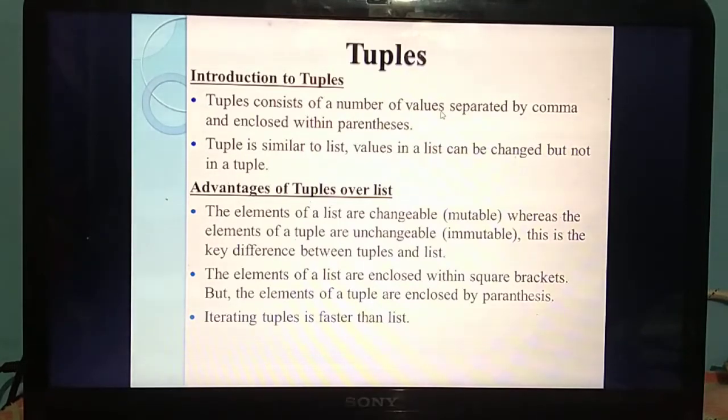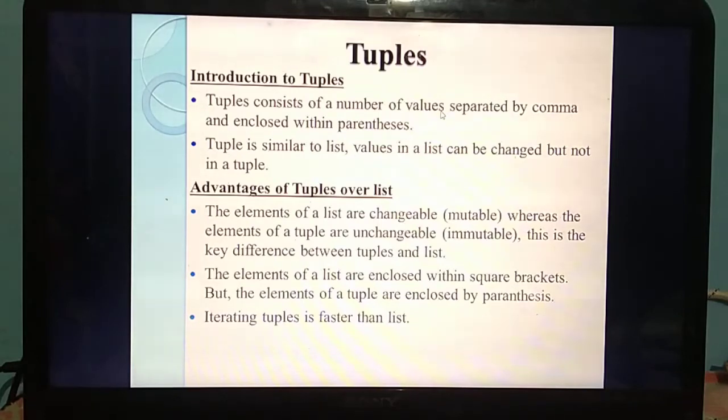In a list, the values are enclosed within square brackets, but in a tuple, the values are enclosed within parentheses. Each value should be separated by commas. In a list also you need to separate the values using commas, and in tuples also. That's the first difference. But the working of list and tuple is almost the same, except that the values in a list you can change, but in a tuple you can't change the values.